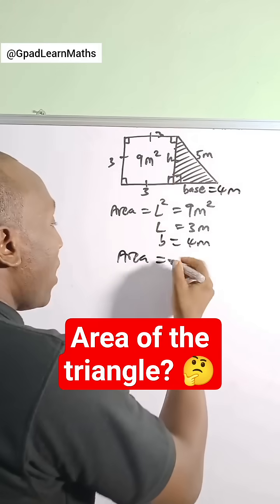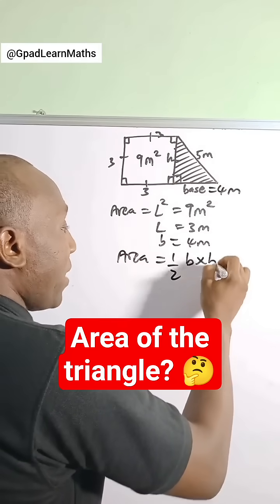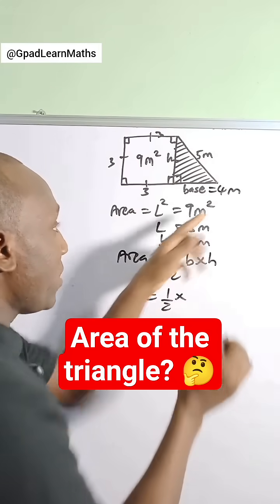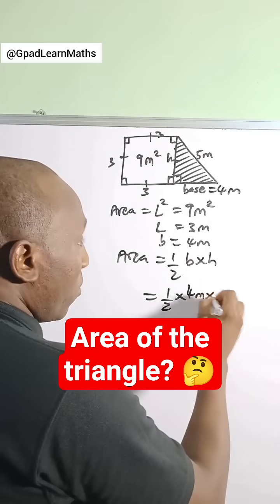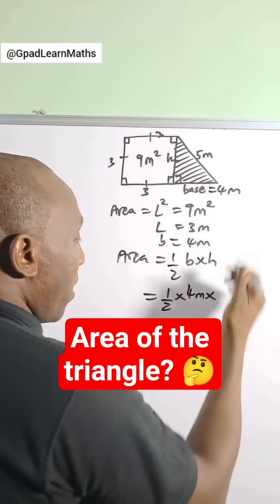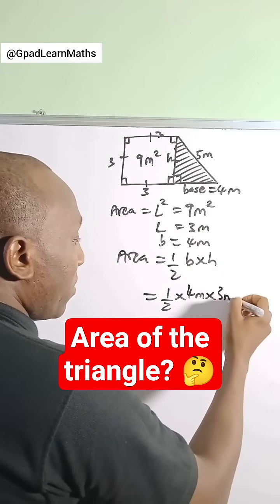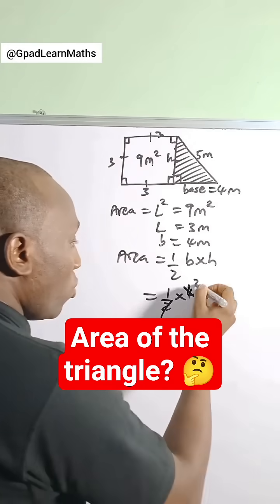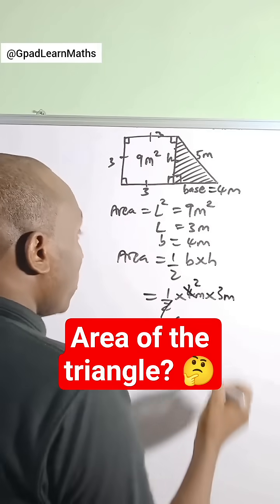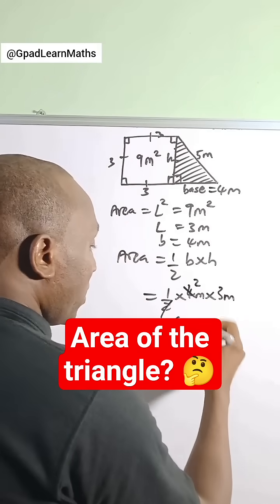This is a right angle triangle. Half base times height. And what is the base? 4 meters. What is the height? 3 meters. Yeah, that's the height, 3 meters. So if 2 goes into 4, 2 times 3 is what? 6. So the area of this triangle is 6 meters squared.